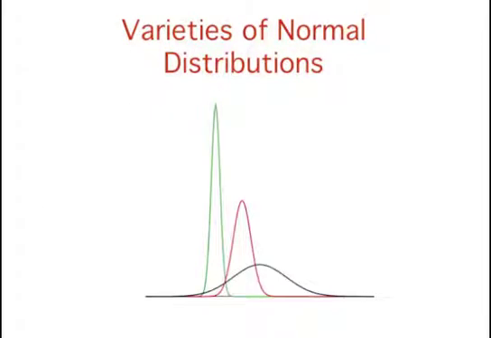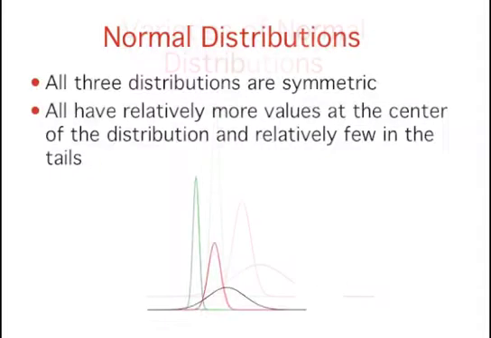This figure shows two normal distributions. The blue distribution has a mean of 50 and a standard deviation of 10. The red distribution has a mean of 60 and a standard deviation of 5. Both distributions are symmetric, with relatively more values at the center of the distribution and relatively few in the tails.